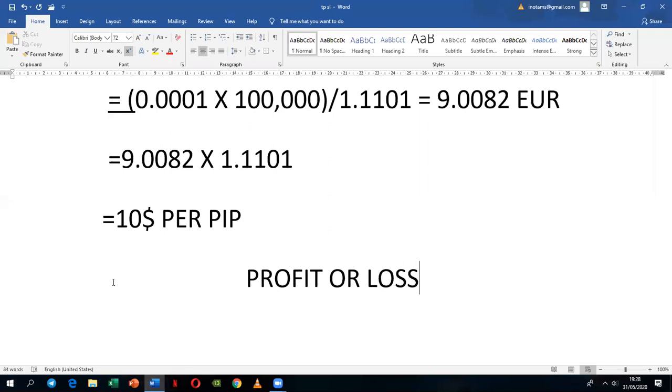So let's see how you calculate profit or loss. I wanted to clarify these things once and for all. You know lot, you know pip value. So when I do this, how much money do I get? You need to have an idea of how much money you get every time you place a trade. Okay?